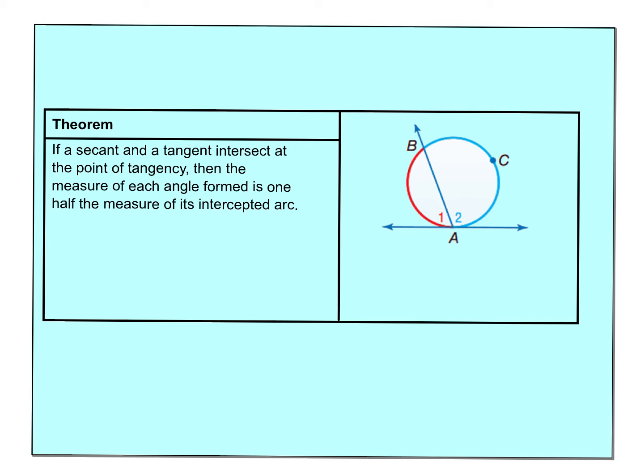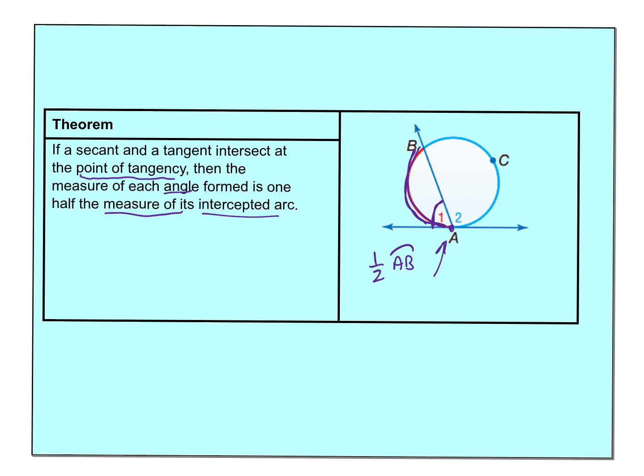Okay, so now special situations. A secant and a tangent intersect at the point of tangency, at this point right here, where the line touches the circle once. All that happens is the angle is half of the intercepted arc. Okay? It's half of the intercepted arc. So if I have arc 1 here, this angle is equal to 1/2 of the arc.